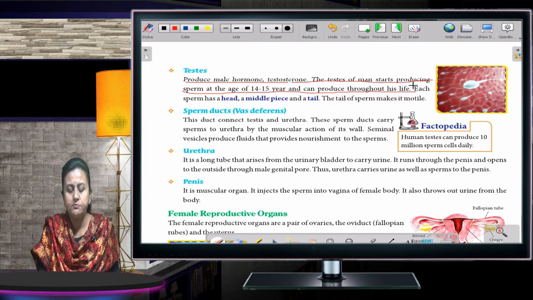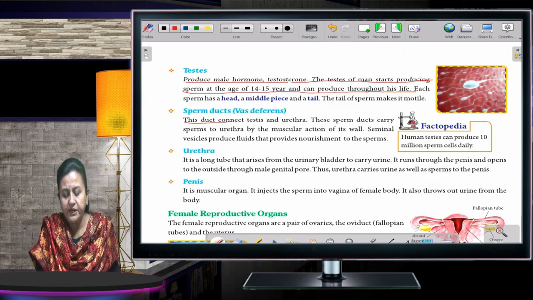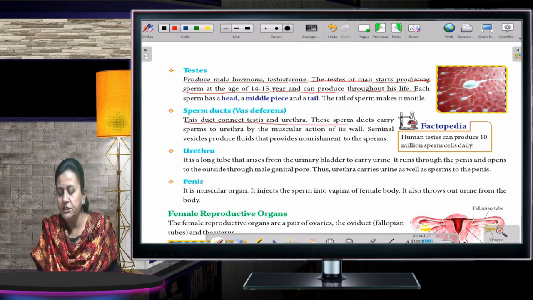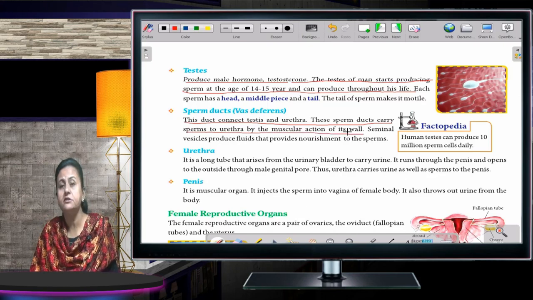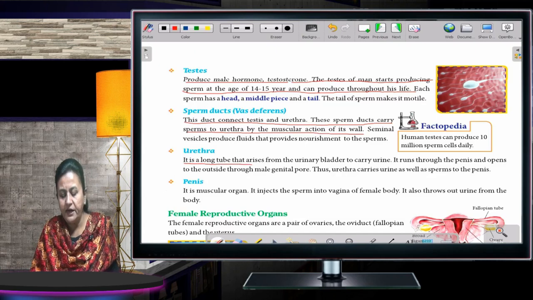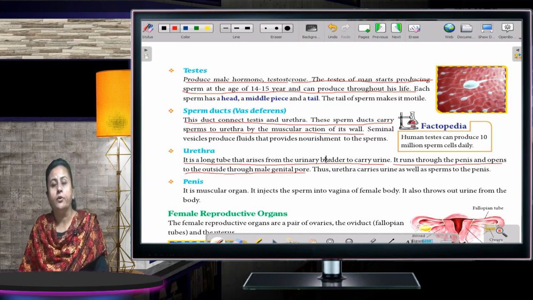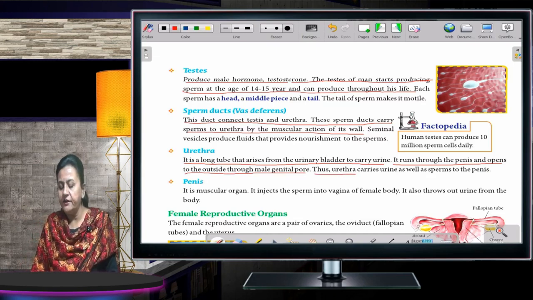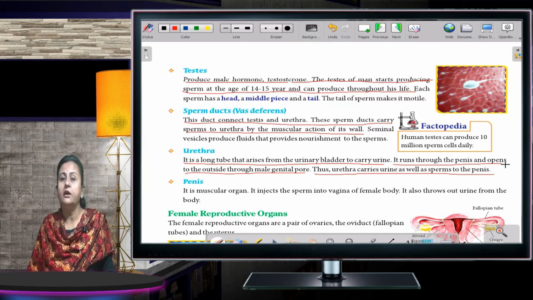Now, sperm ducts. The ducts connect the testes and the urethra. These sperm ducts carry sperms to the urethra by the muscular action of their wall. Now, urethra. It is a long tube that arises from the urinary bladder to carry urine. It runs through the penis and opens to the outside through the male genital pore. Thus, the urethra carries urine as well as sperms.